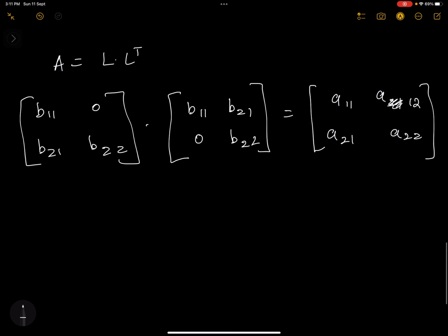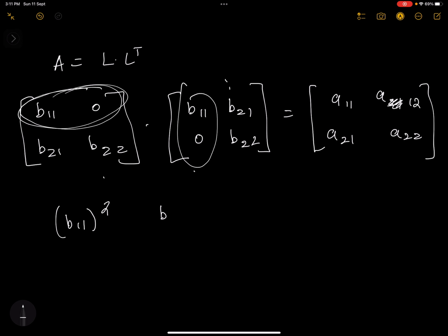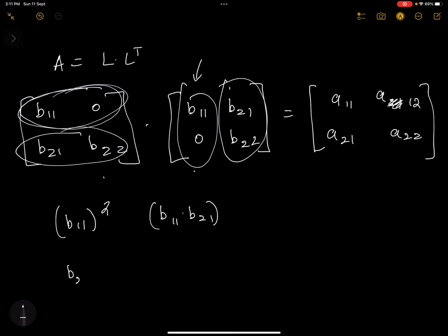Now if I were to multiply and find the product of these two matrices, it should be B11 squared. So this into this, so B11 squared. Now this into this will be B11 into B21, right? Now we multiply this with this column. This becomes B21 into B11. We multiply the same row with the next column, which will give us B21 squared plus B22 squared.